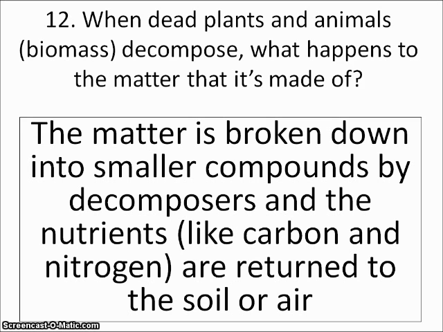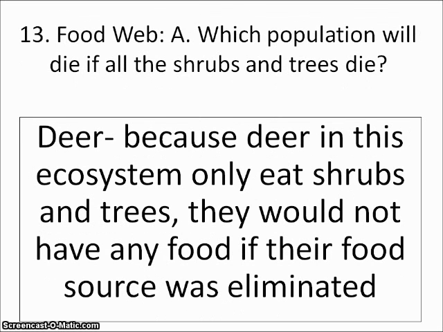12. When dead plants and animals or biomass decompose, what happens to the matter that it's made of? Well, the matter is broken down into smaller compounds by decomposers, and the nutrients like carbon and nitrogen are returned to the soil or the air. Okay, number 13, food web. Which population will die if all the shrubs and trees die? I believe there's a diagram that goes with this question on your copy.